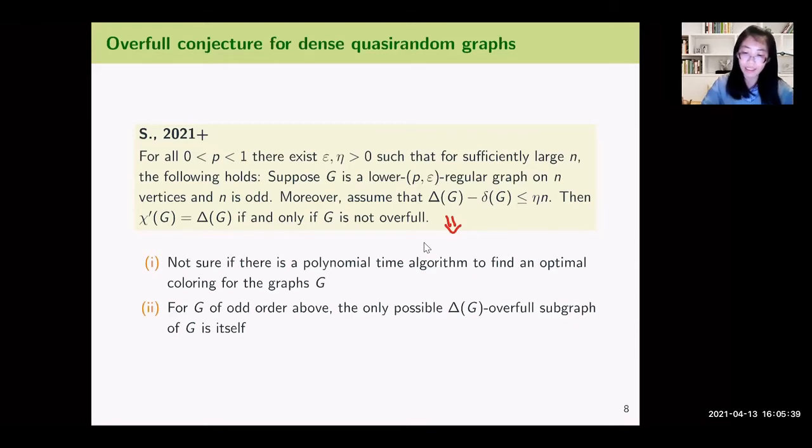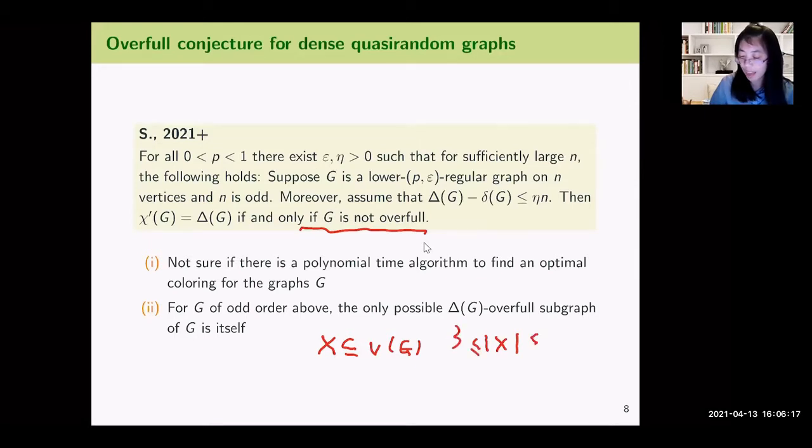The other thing is, if you see this statement, instead of saying if and only if G contains no Δ(G)-overfull subgraph, I just say if and only if G is not overfull, because for such a lower (p, epsilon)-regular graph, the only possible Δ(G)-overfull subgraph of G is just itself. Why is this so? Basically, if we take any subset X of V(G), suppose the size of X is at least 3 and at most n minus 2. You can calculate that, because the graph is lower (p, epsilon)-regular, the difference between the maximum degree and minimum degree is small. That implies that the minimum degree of the graph is at least about p over 2 times n.